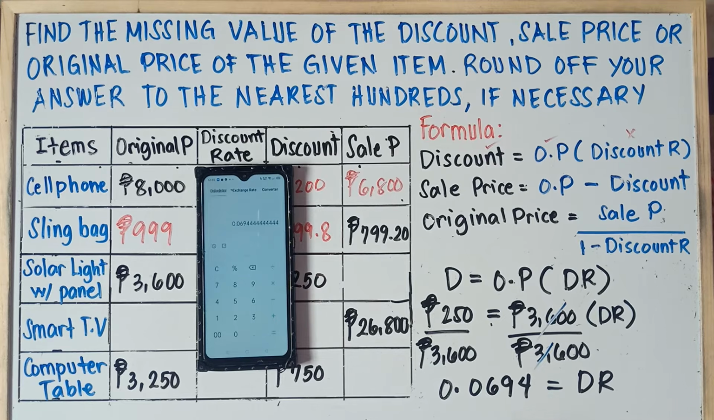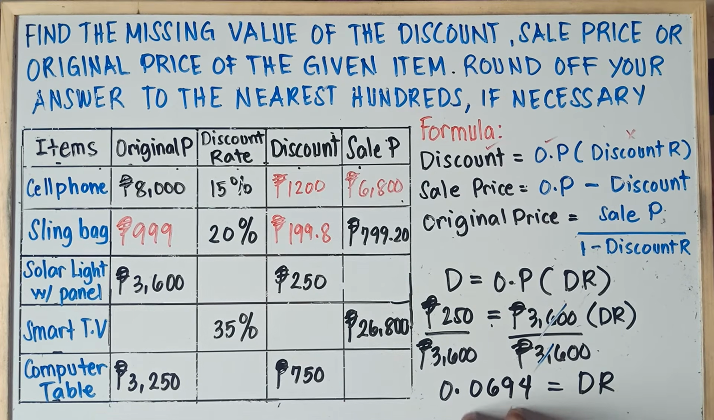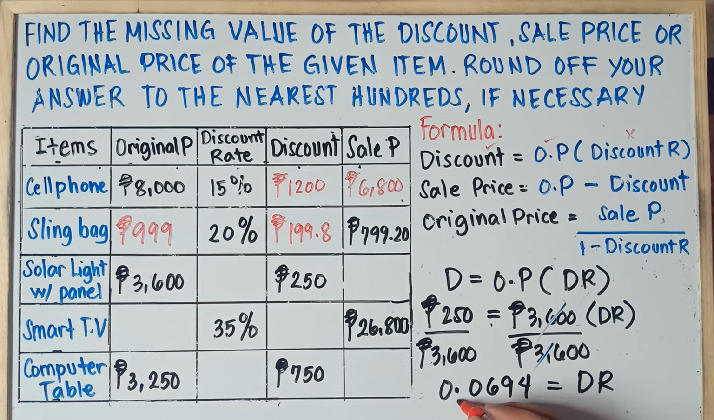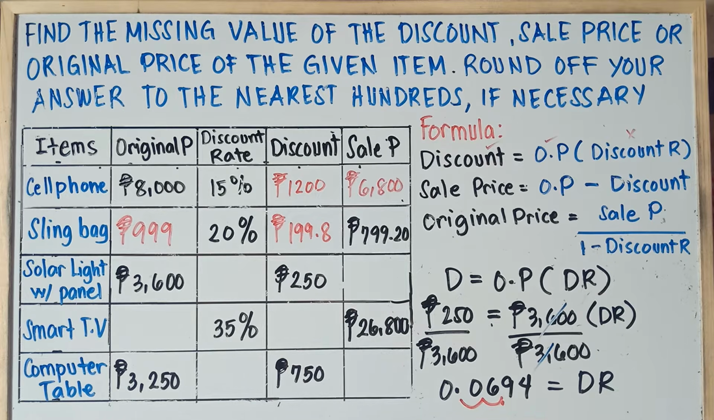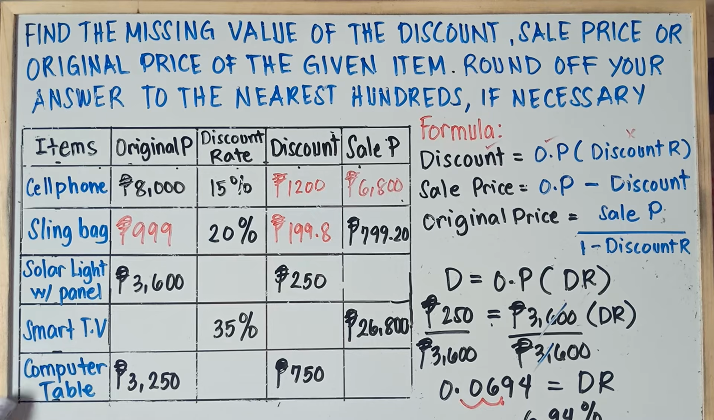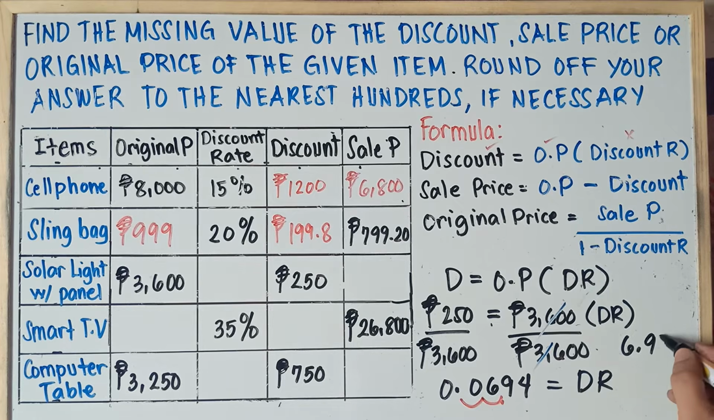So you need to convert this one into percent, class, because you're looking for the rate. You're looking for the percent. So move the decimal twice. 1, 2. And the answer, class, that would be 6.94%. Okay, we don't have enough space. Let me write it here. This will be 6.94%.